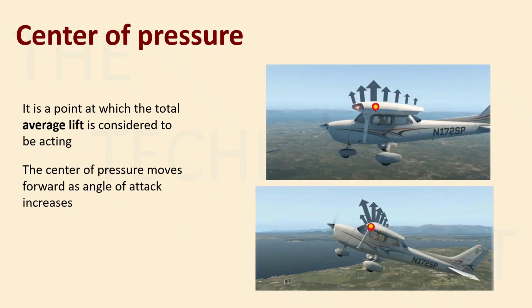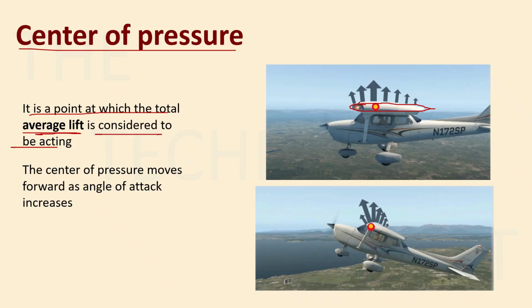Then there is something known as center of pressure. So why am I teaching you center of pressure in aircraft systems? Because it is important to understand the topics that we'll be covering next. So center of pressure is a point at which the total average lift is considered to be acting, right? You know, this is our aerofoil, right? So the lift acts perpendicular to your relative airflow, right?